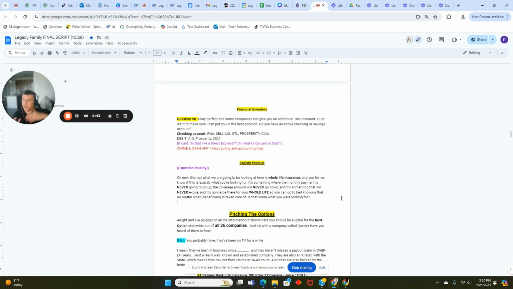So the biggest thing to demonstrate when you're going through explaining the product is the inflections in your tonality on "whole life." The whole life insurance, and ultimately too, it's something where that monthly payment is never going to go up. The coverage amount will never go down, and it's something that will never expire. It's going to be there for you your whole life so that you can go to bed at night knowing that no matter what, your wife is taken care of. Is that kind of what you're looking for?